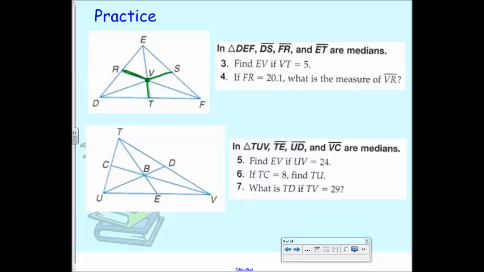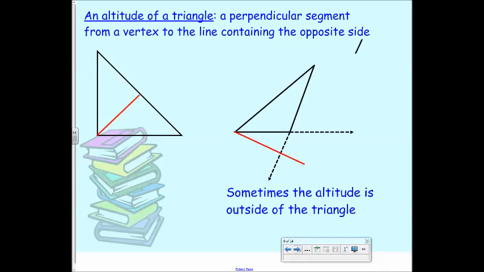So the last thing we're going to talk about is an altitude of a triangle. So we've talked about 4 different things. We've talked about medians, perpendicular bisectors and angle bisectors, and the 4th one that we're going to talk about is the altitude of a triangle. An altitude of a triangle is a perpendicular segment that goes from a vertex to the line containing the opposite side.